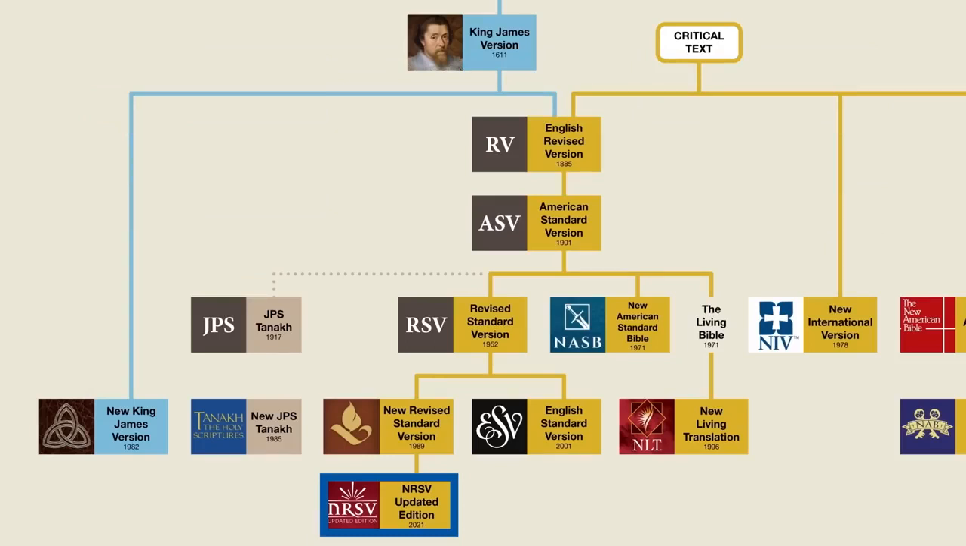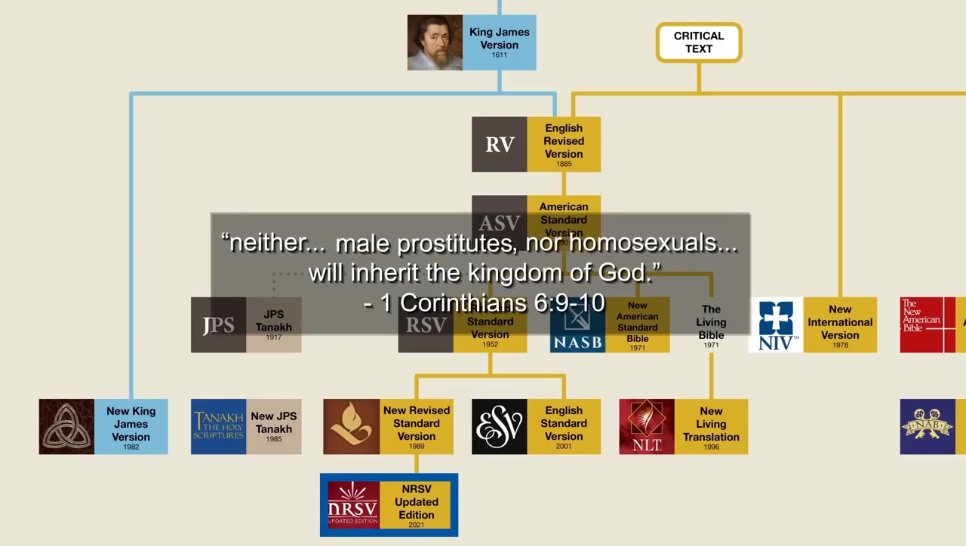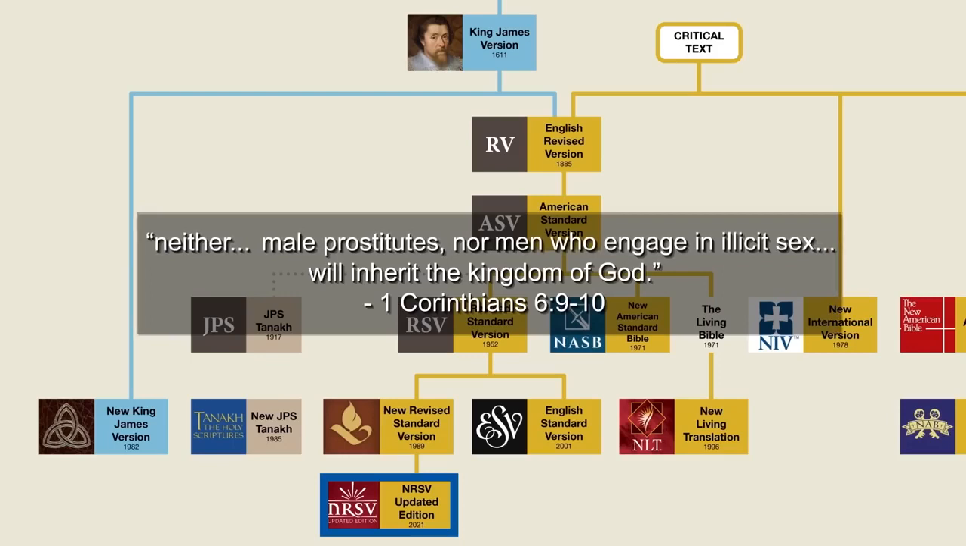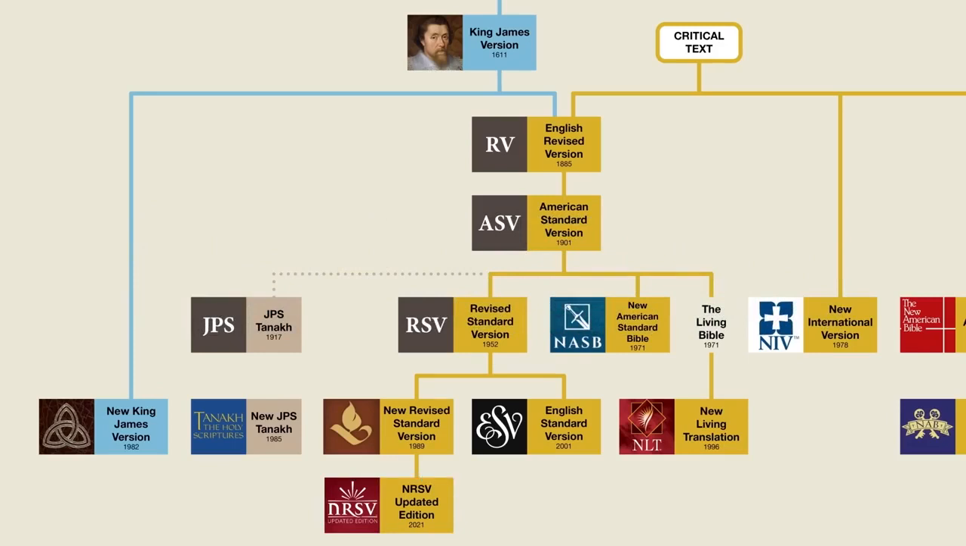Now, the updated version has once again created a bit of controversy, this time over 1 Corinthians 6, verses 9 and 10. In the NASB, it says that neither effeminate nor homosexuals will inherit the kingdom of God. However, in the updated NRSV, it says, neither male prostitutes nor men who engage in illicit sex will inherit the kingdom of God.